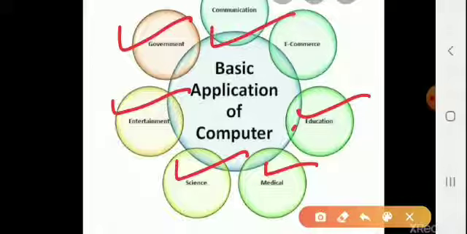Then communication, a very important role computer plays in the field of communication. Then e-commerce, electronic commerce, or e-business, okay, the business we do online. Okay, so these are the basic applications of computers.